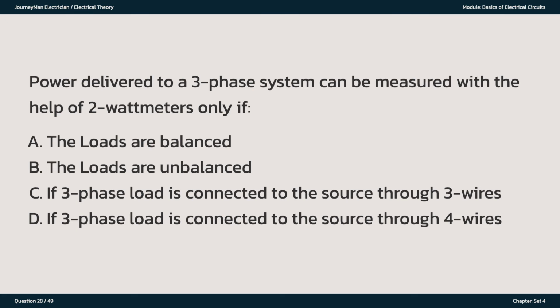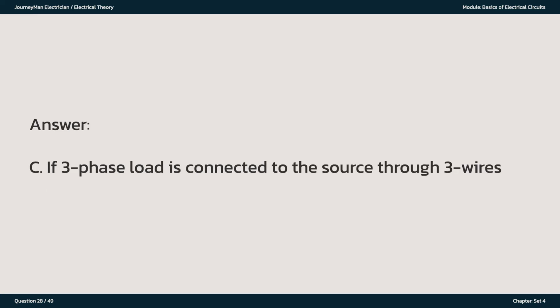Power delivered to a three-phase system can be measured with the help of 2 wattmeters only if: A. The loads are balanced. B. The loads are unbalanced. C. If three-phase load is connected to the source through 3 wires. D. If three-phase load is connected to the source through 4 wires. The answer is C. If three-phase load is connected to the source through 3 wires.